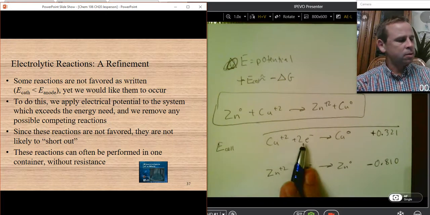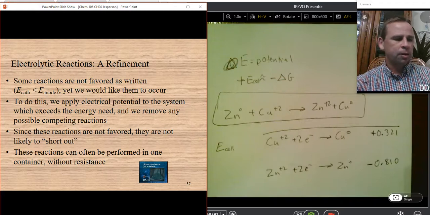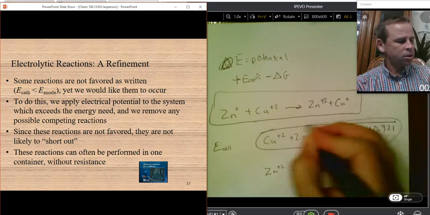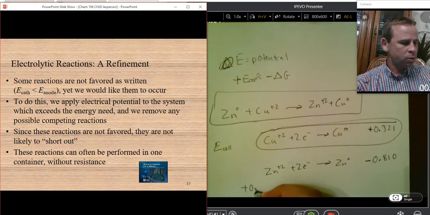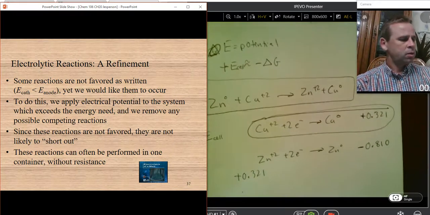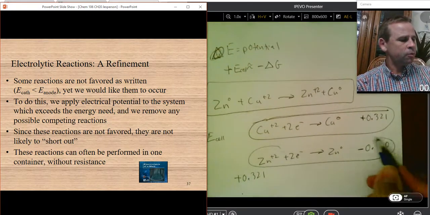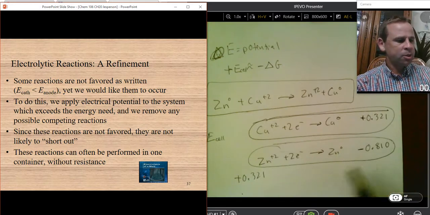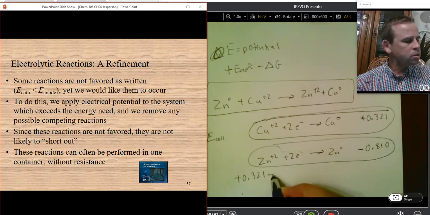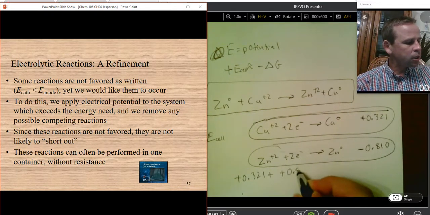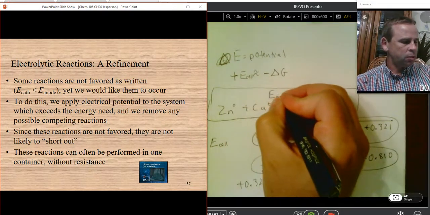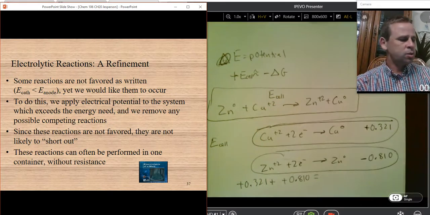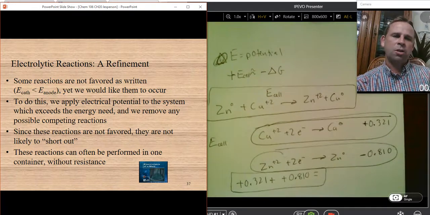This one up here is what's happening in this reaction. We have copper ions taking electrons to form copper metal. So this reduction process is occurring in this reaction. So I'll take that value, which is a positive 0.321. This reaction is not occurring up here, but the reverse is. So I can take the opposite of that value, which is a positive, and I'm just going to add these two together, a positive 0.810. And then the resulting E cell, or potential, for this reaction is going to be the sum of the values there.